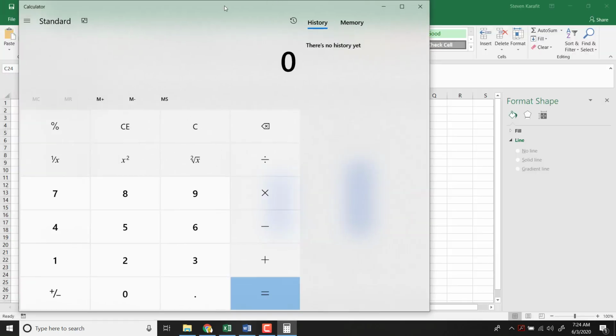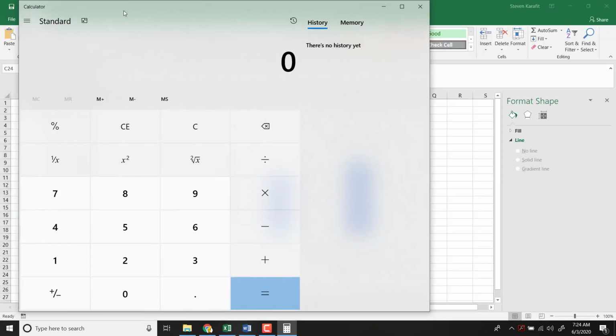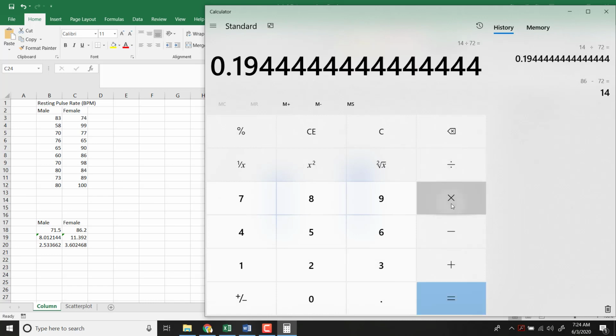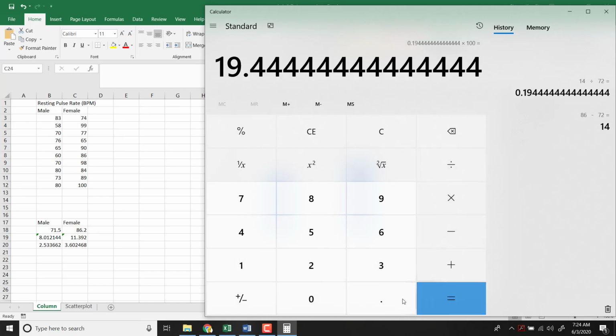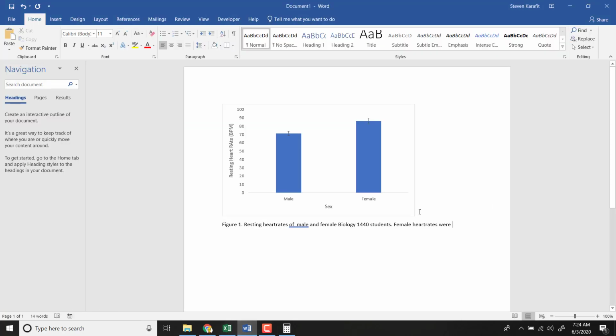So to figure that out, we will just take, what is it, 86. So female heart rates were about what? 86, and males were 71.5. So we'll say 86 and 72. So 86 minus 72 is 14. Divided by 72, then times 100, and the answer there is 19.444.